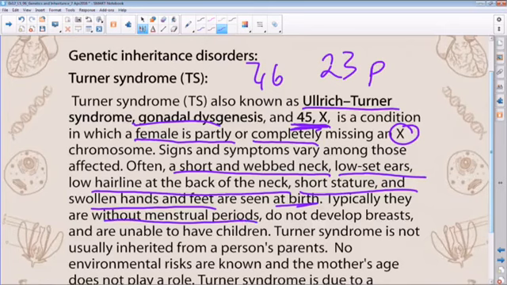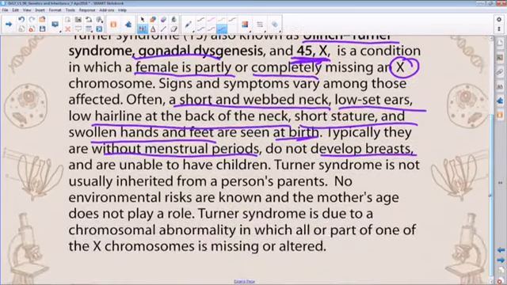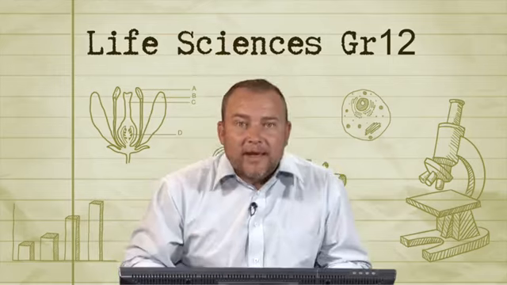Typically, they are without menstrual periods. In other words, they don't menstruate. You know what that is. I know you do, okay? They do not develop breasts and are unable to have children. Remember, they don't menstruate, so they're not going to go through the menstrual cycle, so they cannot make children.